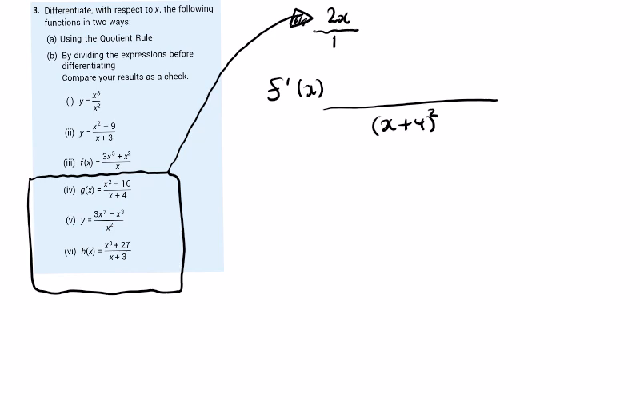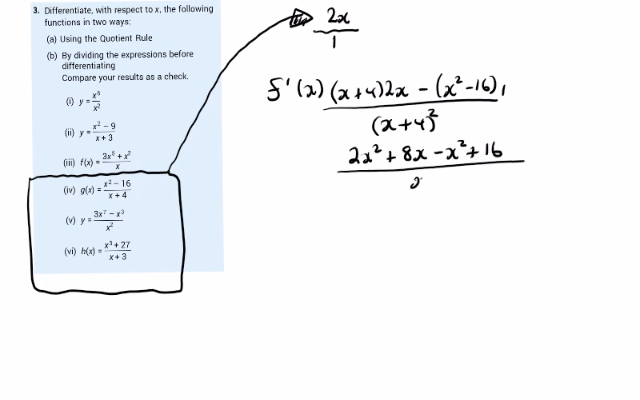On the top, it's the bottom by the top differentiated first, minus the top by the bottom differentiated, which in this case is 1. So we're going to have x plus 4 by 2x, which is 2x squared plus 8x. Then we're going to have minus x squared plus 16 all over x plus 4 to be squared.